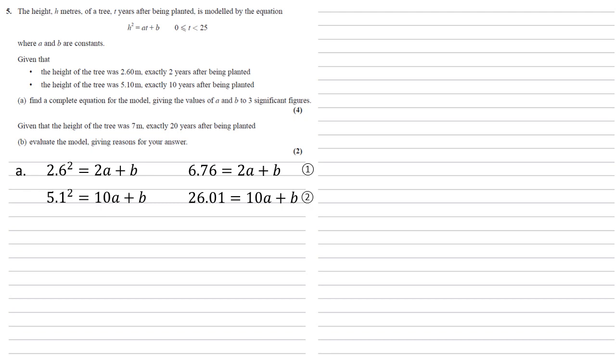We need to find a and b. As both of these equations have just got plus b on the end, if we subtract them, that b is going to cancel out. So I'm going to do equation 2 subtract equation 1, just because equation 2 has got the bigger numbers. So on the left, we've got 26.01 minus 6.76, which gives us 19.25. And then the 10a minus the 2a gives us 8a. Dividing through by 8 gives us 2.40625, which to 3 significant figures is 2.41.